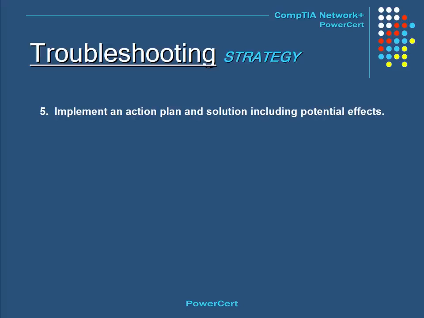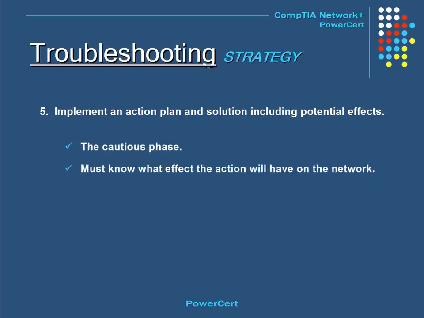And the next step is to implement an action plan and solution including potential effects. Now this step is the cautious phase. Before taking any action to solve the problem, you must know what effect this will have on the network. For instance, if you were to take a device offline, how will this affect the rest of the network? By doing this, will this disrupt everyone else or be isolated at one area?